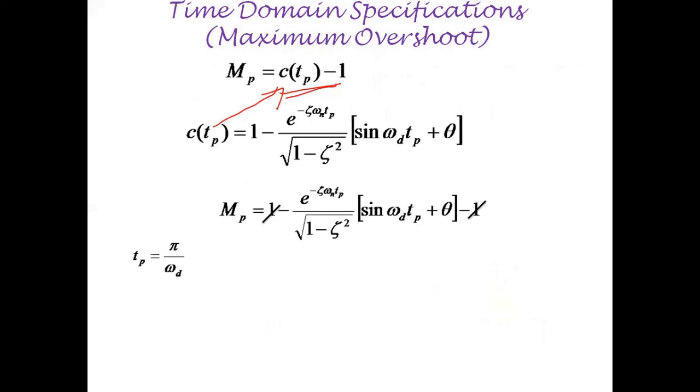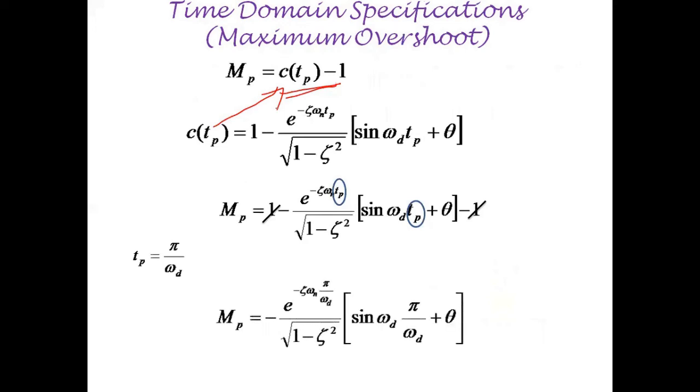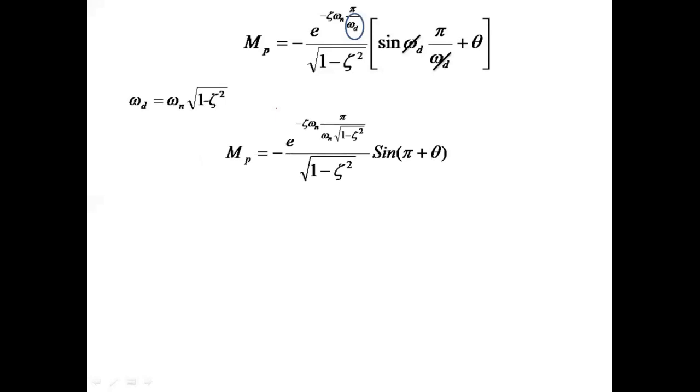Now let me substitute for Tp as pi by omega d, which we have derived for the peak time just now. And if you substitute for Tp as pi by omega d, the equation gets simplified as such, in which omega d will get cancelled out. So I am cancelling out omega d and omega d. And then we know that omega d is equal to omega n into square root of 1 minus zeta square. So let me substitute for omega d. So once after substituting for omega d as omega n into square root of 1 minus zeta square, omega n and omega n will get cancelled out.